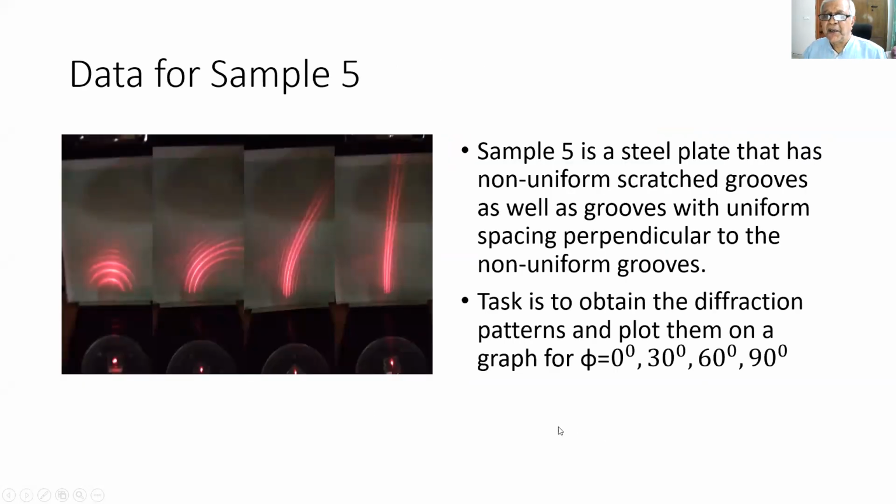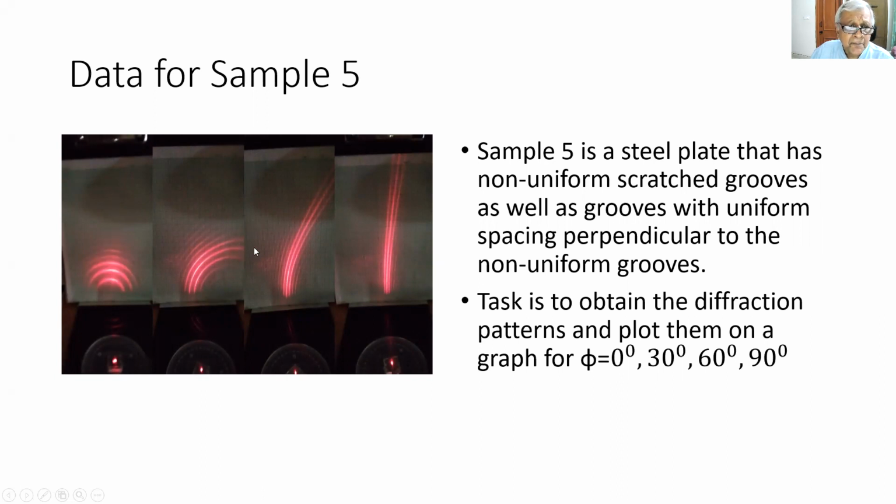Sample 5 is a steel plate that has non-uniform scratch grooves as well as grooves with uniform spacing perpendicular to the non-uniform grooves. The task is to obtain the diffraction patterns and plot them on a graph for phi equal to 0, phi equal to 30, phi equal to 60, and phi equal to 90. You can see these graphs, right? Phi equal to 0, you can see that these are circular things, but you see a lot of them out there. And you can see that the uniform spacings are right now at 90 degrees, and therefore the bright spots out here.